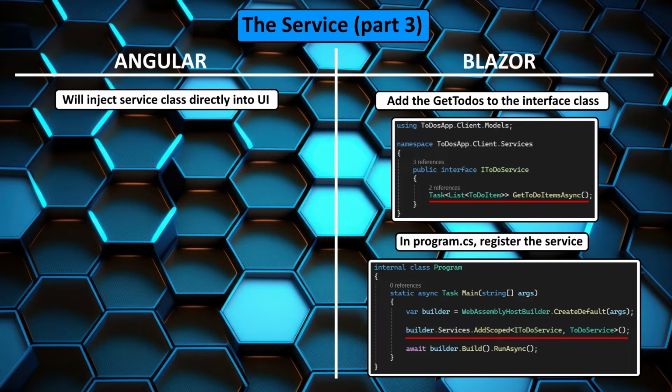In any case, edit the IToDoService class, and IntelliSense will add the method signatures in the normal service class to the interface. As a final step, register the service in the program.cs file so it can be injected into the UI.